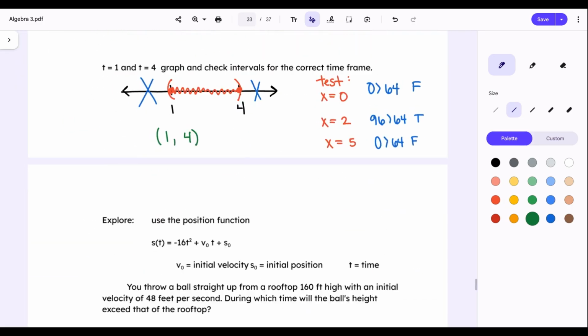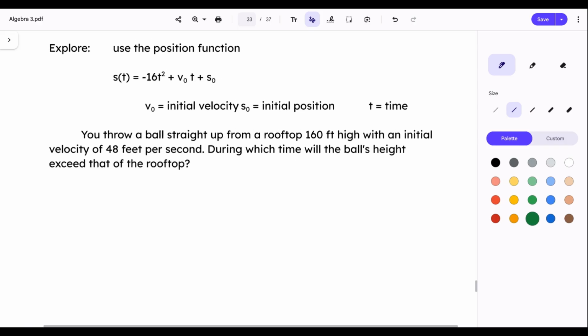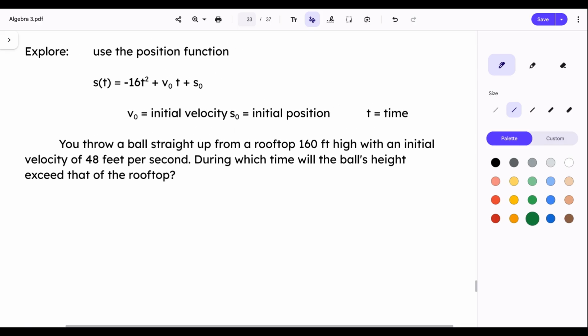All right, let's go on to the very last one here. Similar situation. They're giving us an equation that's talking about something that could be happening in the real world, and we want to figure out what time works here. So they're giving us a new equation.